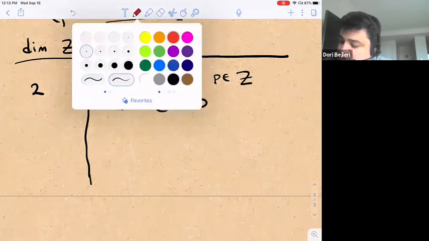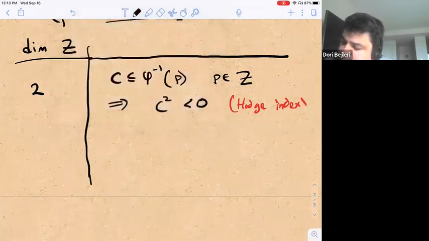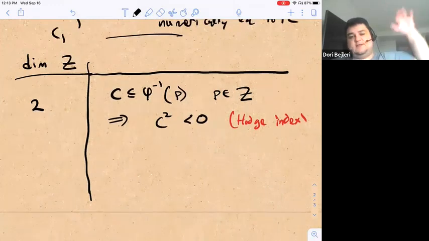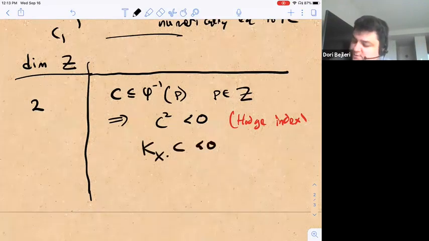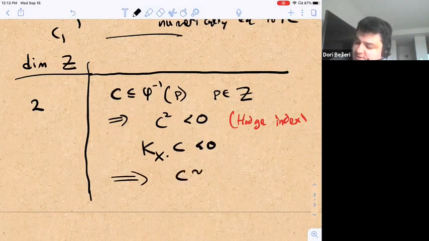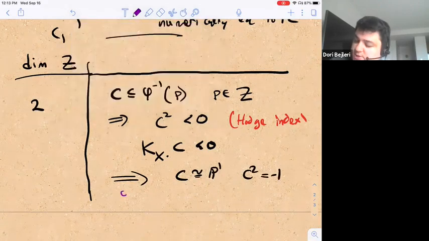So this was Hodge index. But we also know this C is on one of these rays on the K negative side of the cone of curves. So we also know that Kx dot C is negative. And then this was a lemma we talked about that I think I gave as an exercise, which implies that C is actually isomorphic to P1 and C squared is minus 1. So this is using adjunction plus some computations of the genus.